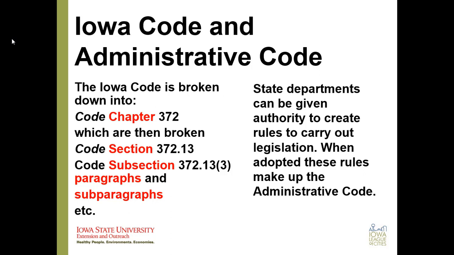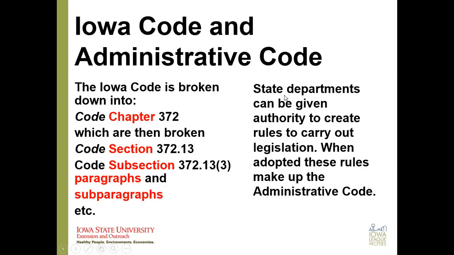First of all, we're going to talk about code chapters. That's going to be after the law has been passed by the legislature. In each of those chapters, you may have sections. We're looking at the 13th section of the Code Chapter 372. Beyond that, you may have other subsections that you're going to be looking for. And beyond that, you could have paragraphs or subparagraphs.